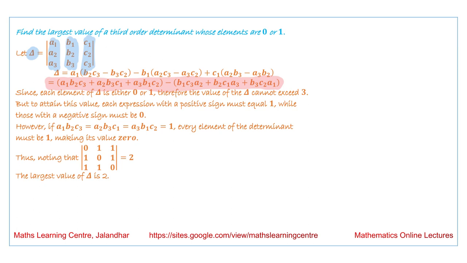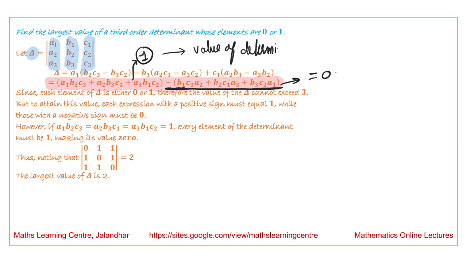Now this value will attain the maximum value if all these negative terms are equal to 0, and all these positive terms are equal to 1. In this case, the value of the determinant will be equal to 3. If the value of this term is 1, this term is 1, this term is 1, and these three terms are 0, only in this case the value of the determinant will be 3.